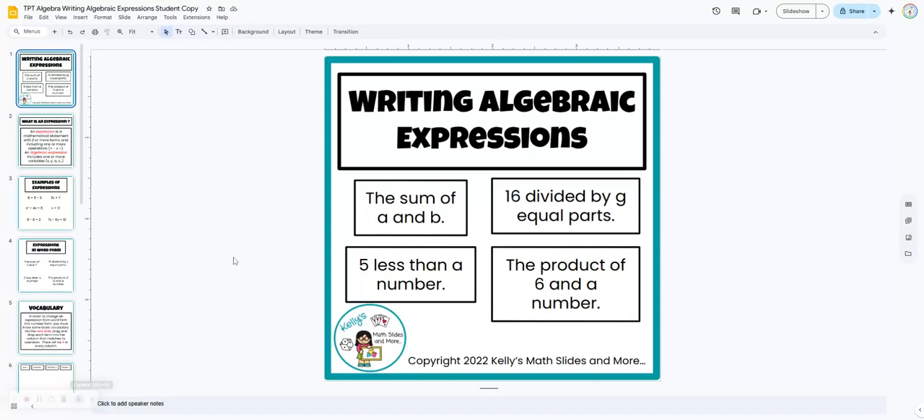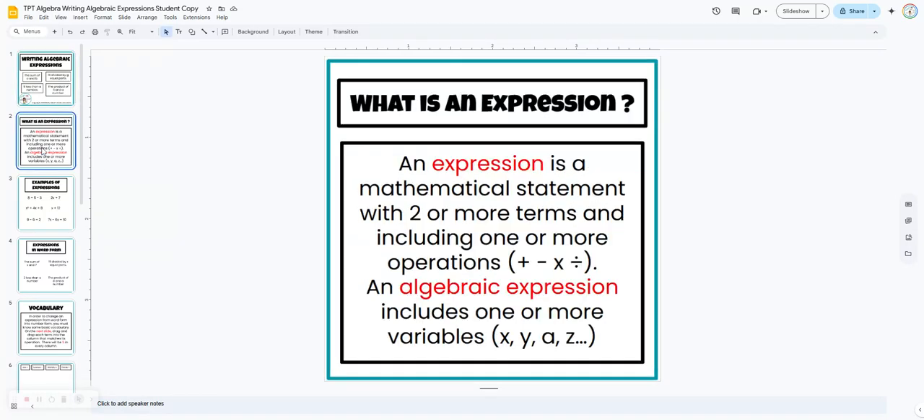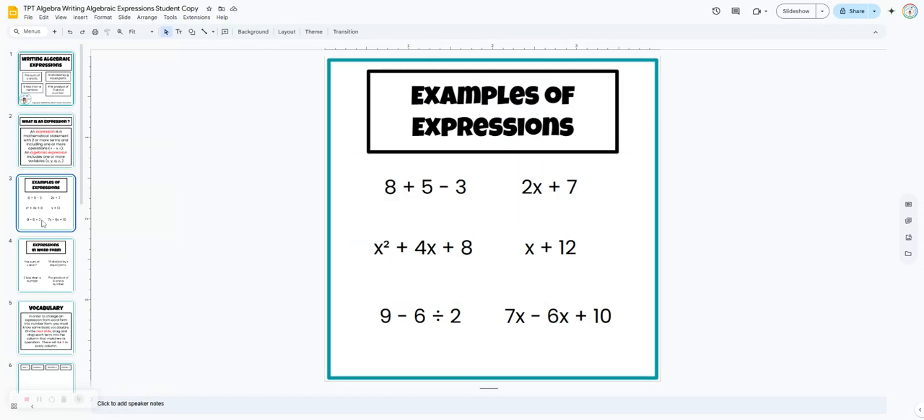Writing algebraic expressions. This is a digital lesson, and it teaches students how to change from an expression in word form to an expression in number form, and vice versa. So the lesson starts with explaining what an expression is, and that an algebraic expression is going to include one or more variables. So here are some examples of expressions.